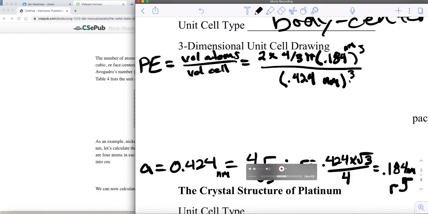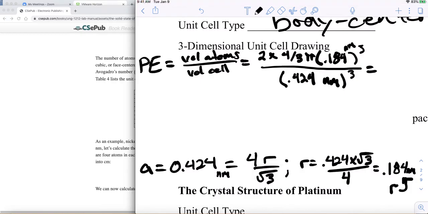I'm just going to cube that, because that's going to give me the volume of the whole cube. A cube's volume is just the edge length cubed. All right, and now I have everything I need to plug in here and find what my packing efficiency is. If I've done everything correctly, my packing efficiency should always be less than 1.